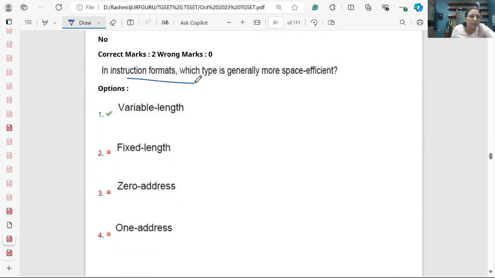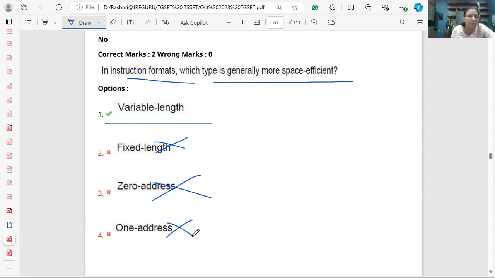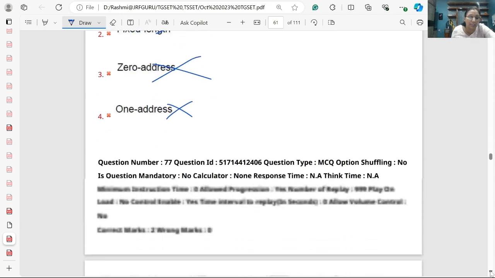In instruction format, which type is generally more space efficient? So the instruction format should be variable length. Fixed length, storage is wasted. Zero addresses, we do not specify the operands here, multiple operands. One address, we can only specify one operand at a time. That will mean multiple instructions should be there. Okay, so variable length instruction is the memory efficient instruction.